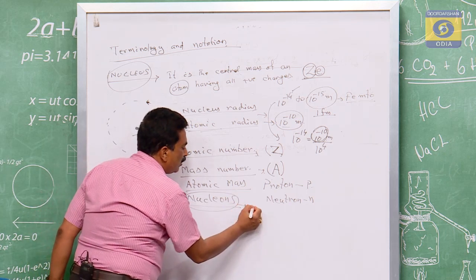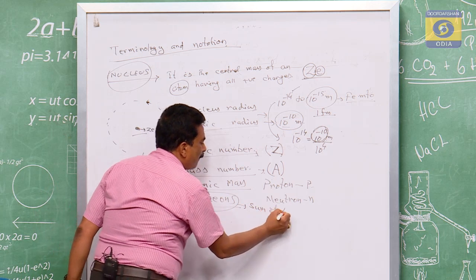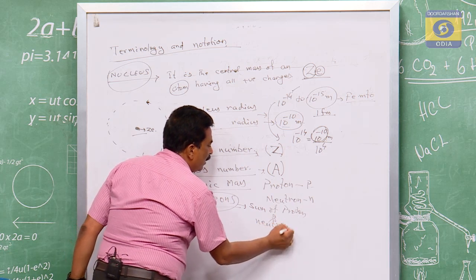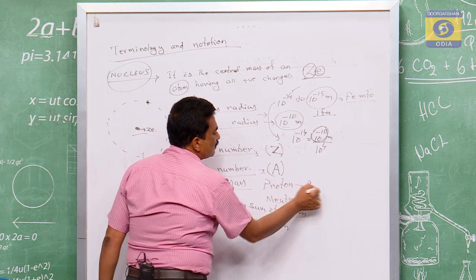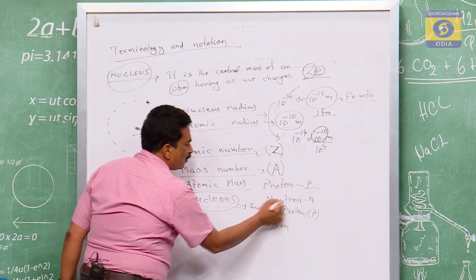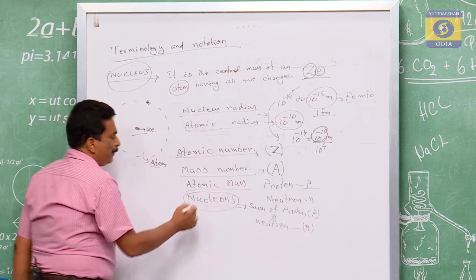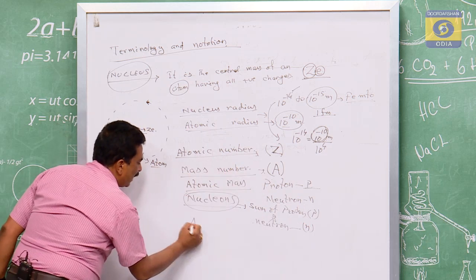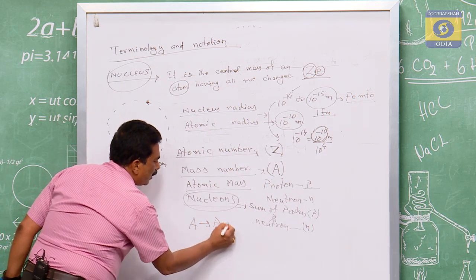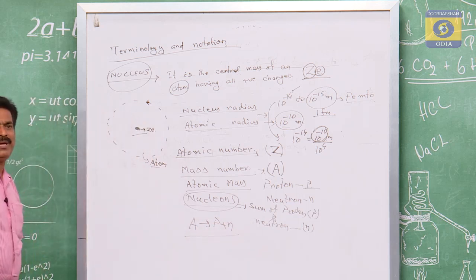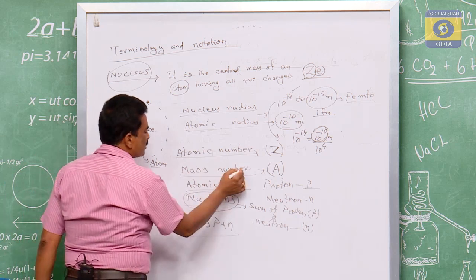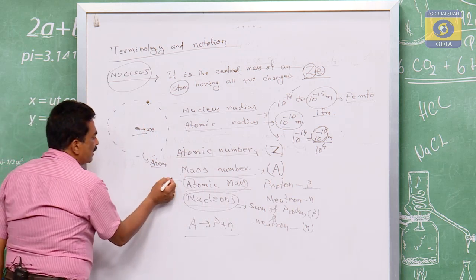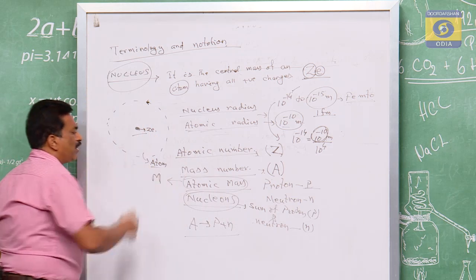These nucleons are the sum of protons and neutrons. The proton is symbolized by P, and the neutron is symbolized by N. These nucleons are generally represented as the mass number, so A will be P plus N. That is its mass number. But I said there is another one, the atomic mass. This atomic mass is generally represented by the symbol M.